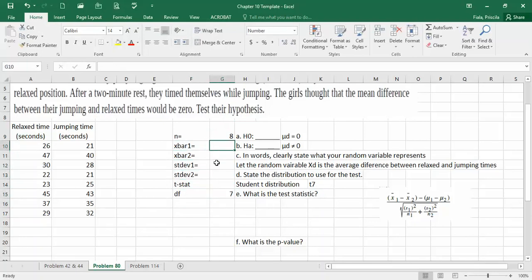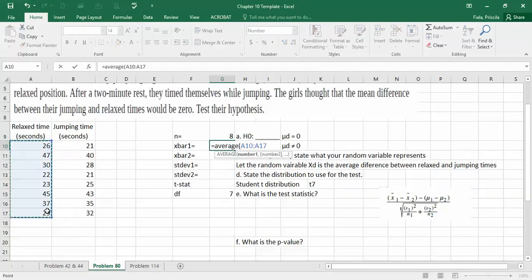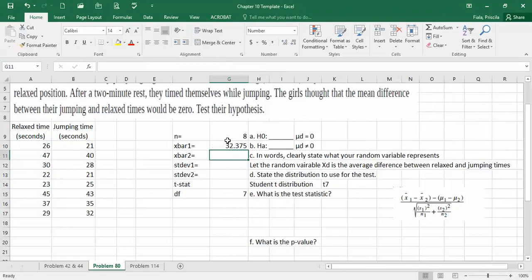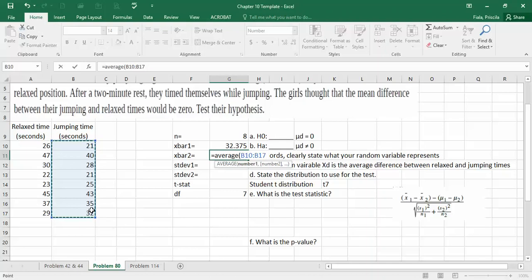Okay, here my x bar, or my sample mean for the first data, I can just go over here and do the average of these numbers right here, and it's going to give you the average. So you don't need to do a lot more calculation. Now we're going to do the sample mean for the second set of data. So we're going to do the average of these values right here.